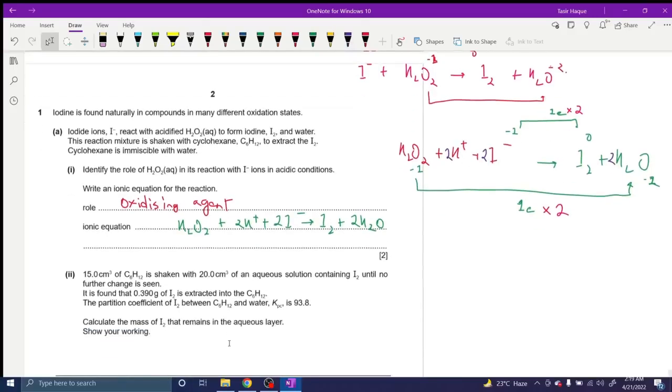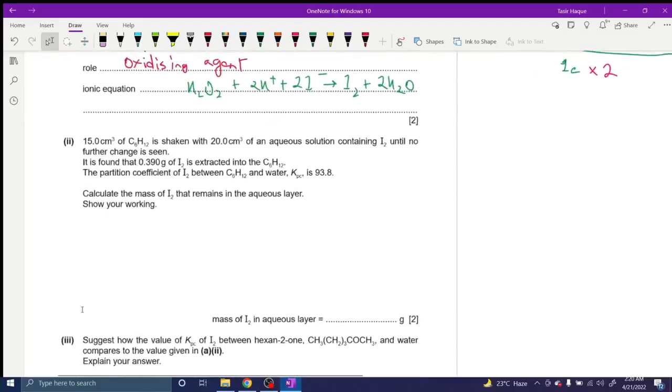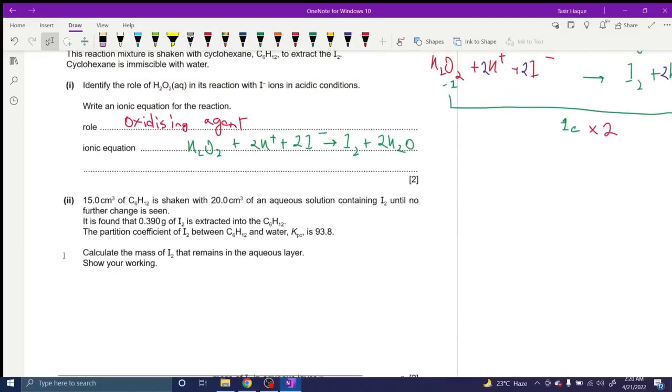This is it. Now we have partition coefficient. 15 cm cube of cyclohexane C6H12 is shaken with 20 cm cube of an aqueous solution containing I2 until no further change is seen. It is found that 0.390 grams of iodine is extracted into the C6H12. The partition coefficient of I2 between cyclohexane and water is 93.8.